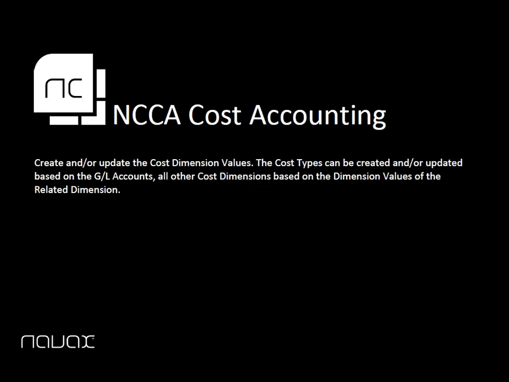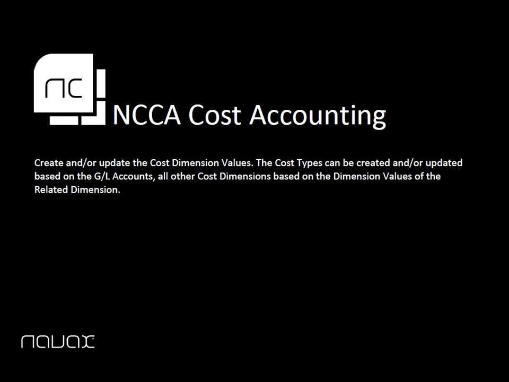A central component of cost accounting is the NCCA chart of cost types. As a middle point of cost accounting, the NCCA chart of cost accounts helps record and organize all costs incurred in the course of the settlement periods. The cost types in NCCA cost accounting correspond to the GL accounts in the general ledger.